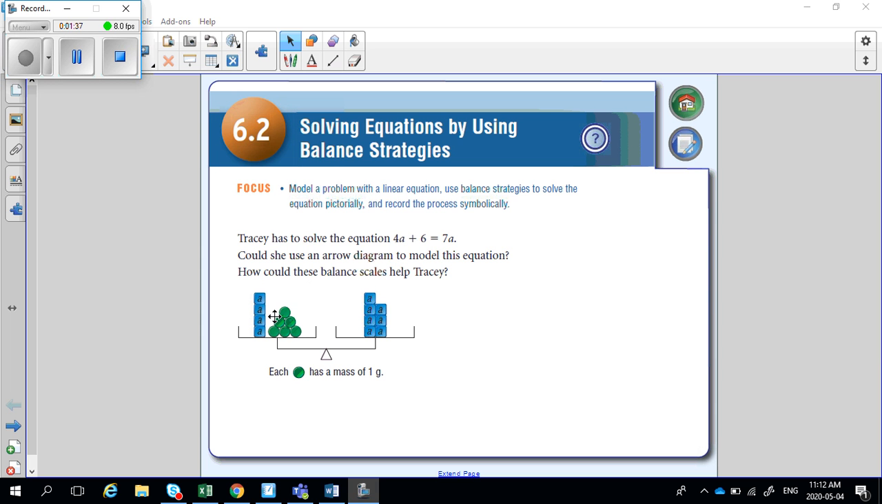So these little green balls must be our ones. So we have 1, 2, 3, 4, 5, 6. So on this side, we have 4A plus 6. On this side, we have 7A, and you can see that they're equal, right? We can see that they're equal. So let's see what we're going to do with that.